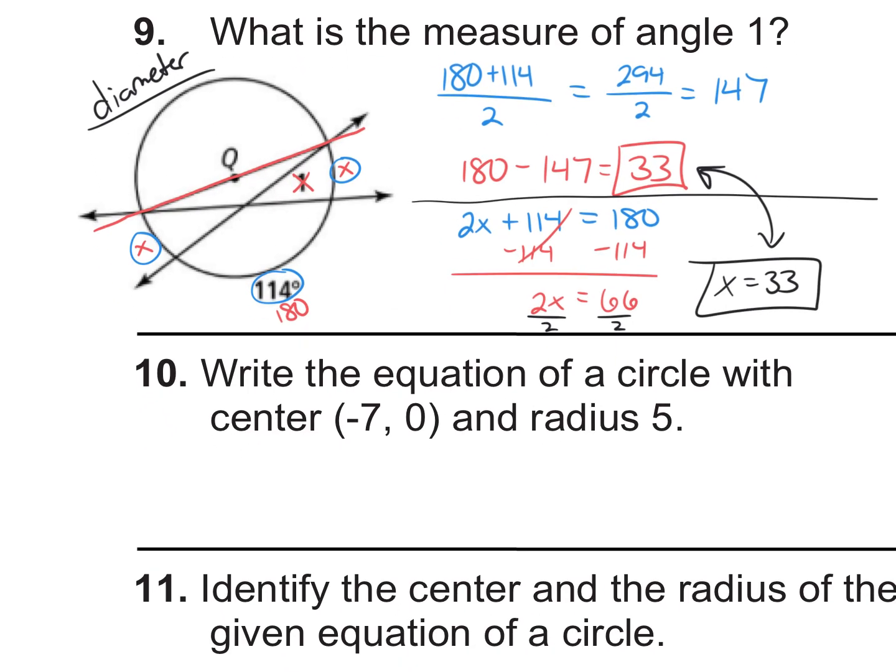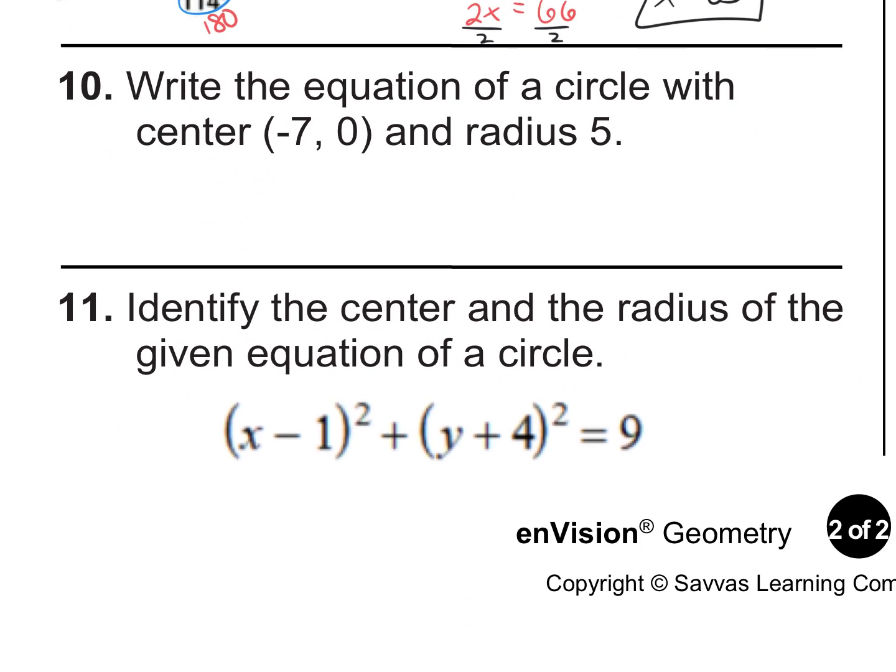All right, number 10 and 11, we're talking about the equation of a circle. This is another formula you will want to remember. To write the equation of a circle, it's (x minus h) squared plus (y minus k) squared equals r squared. What does the center stand for? (h, k). Center is (h, k). And what about radius? 5. With r, yes.